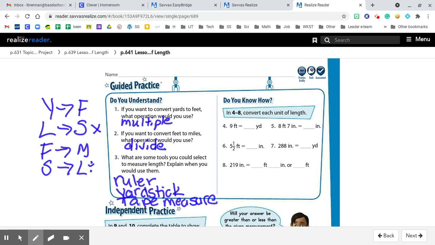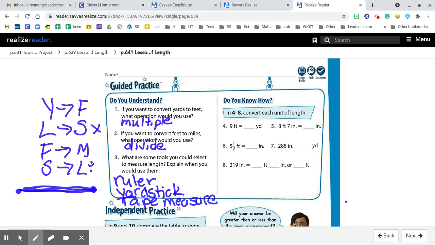You might have a tape measure that's used in construction that might be made of metal and coils back into itself. But all those things are going to be measuring the distance between 2 points. So we're measuring a straight line. So we need either a ruler, a yardstick, or a tape measure.